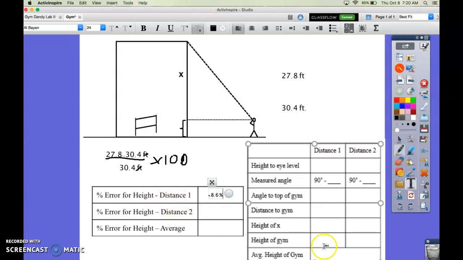Okay, and so then I would do the same thing for my distance number 2. I would plug it in here and subtract 30.4, divide the whole thing by 30.4, and put that times 100, and then put that answer here. Then I will take my average height and do the same thing, plug it in here, minus the correct height, divided by the correct height, times 100, and put that answer in here.